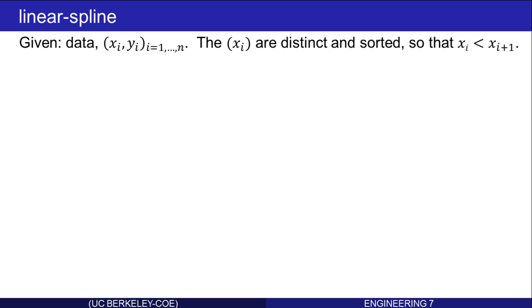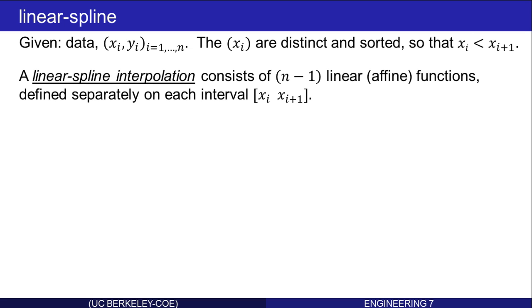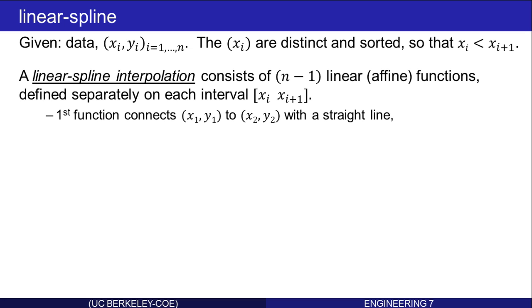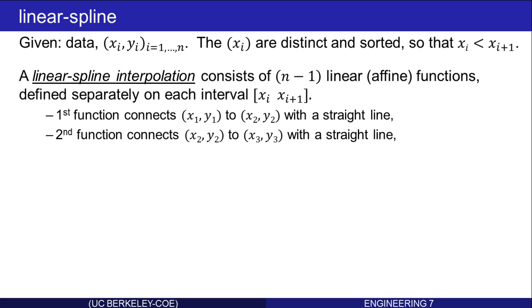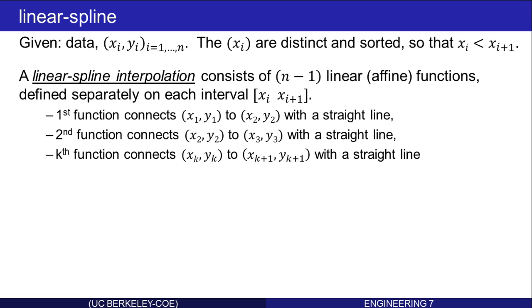Given some data, x1, y1 up through xn, yn, and again assume that the xi are distinct and here sorted so that xi is less than xi plus 1 for all of the i. A linear spline interpolation consists of n minus 1 linear, actually affine, functions defined separately on each interval. The first function connects x1, y1 to x2, y2 with a straight line. The second function connects x2, y2 to x3, y3 with a straight line. The kth function connects xk, yk to xk plus 1, yk plus 1 with a straight line.